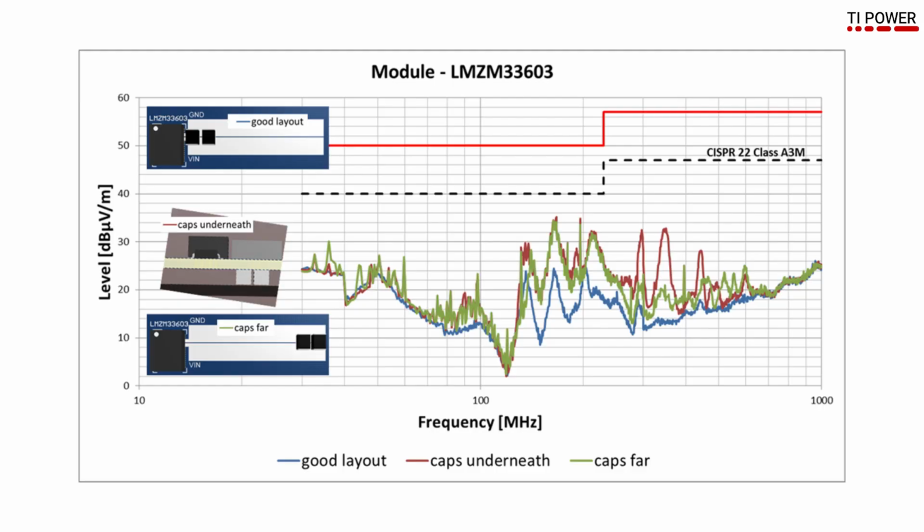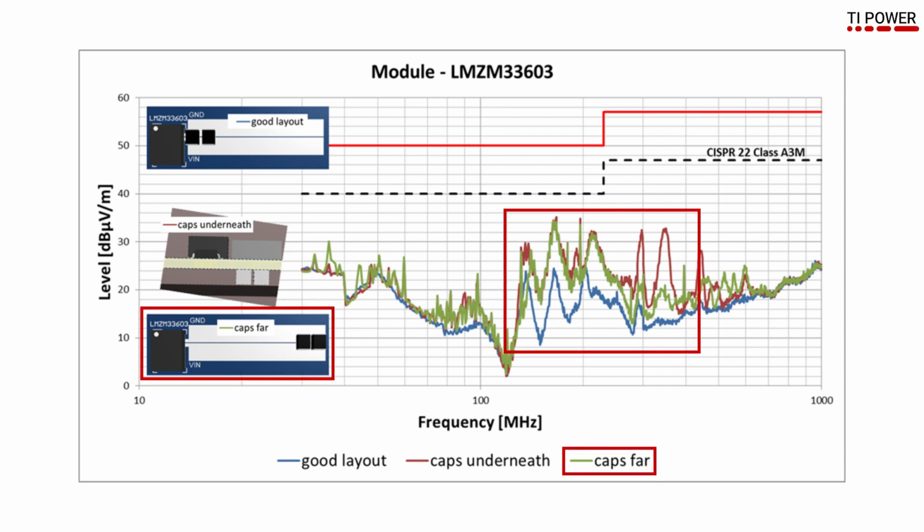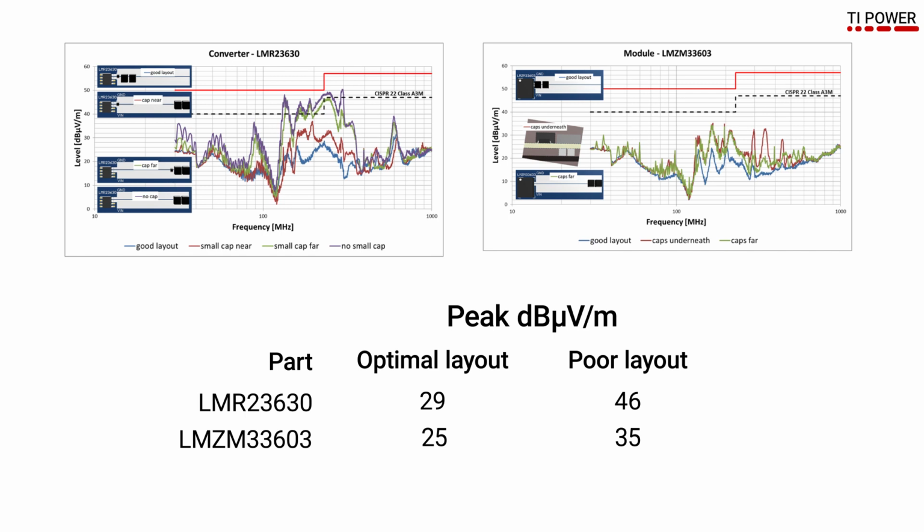Now, let's take a look at the EMI plot with the LMZM33603 module, which uses identical silicon as the LMR23630 converter. We can see that even with a poor layout and external capacitance far from the IC, the module is able to pass CISPR22 requirements. The module shows better EMI performance in both the optimal and poor layout scenarios.